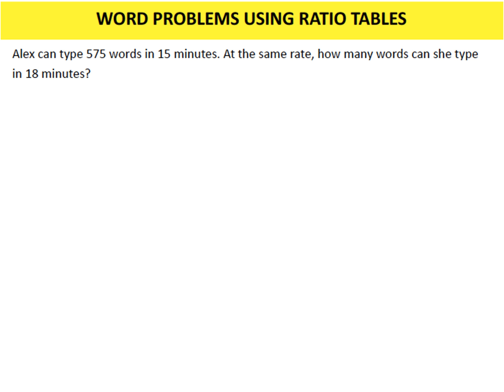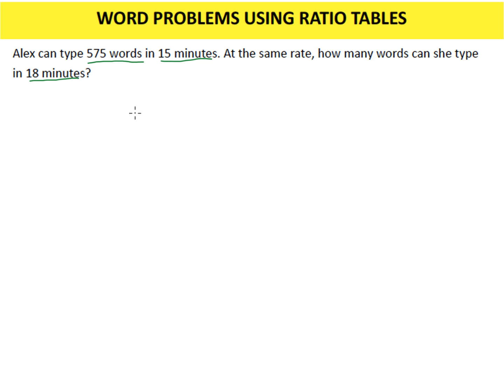Let's look at two more word problems that we can solve using ratio tables. Here we have Alex who can type 575 words in 15 minutes. And we have to figure out at the same rate how many words can she type in 18 minutes.